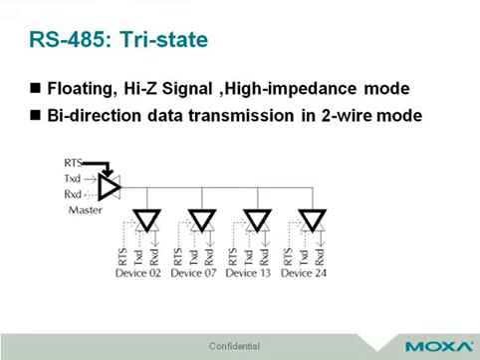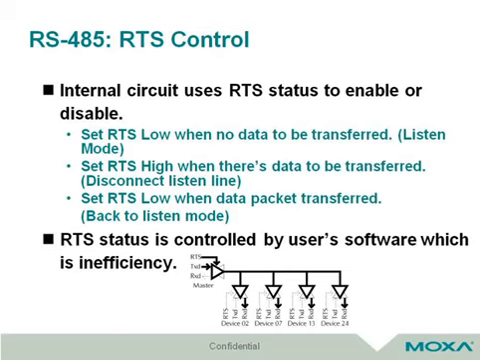But how does it work? One is RTS control. This is an internal circuit that uses RTS status to enable or disable. Set RTS low when no data is being transferred. Set RTS high when there's data to be transferred. But RTS status is controlled by user's software, so it is not so efficient.